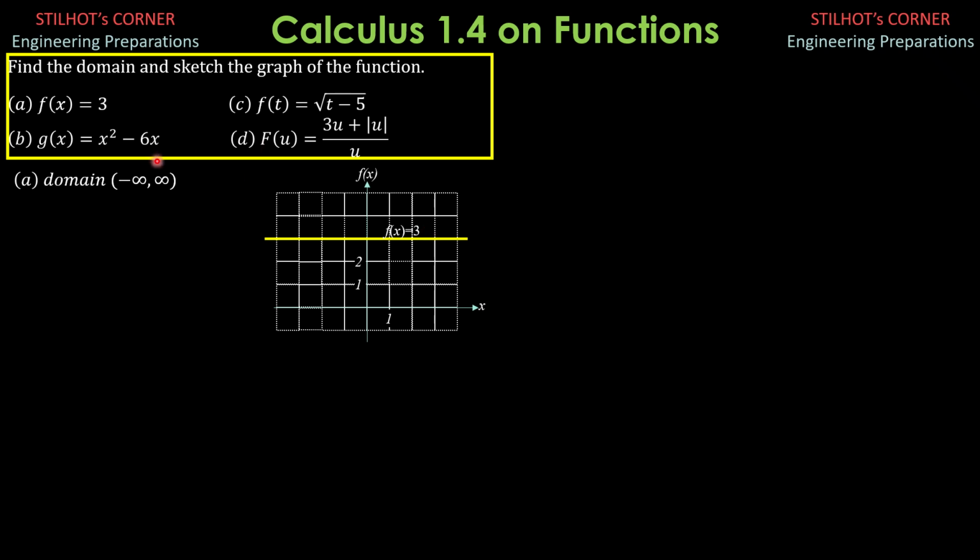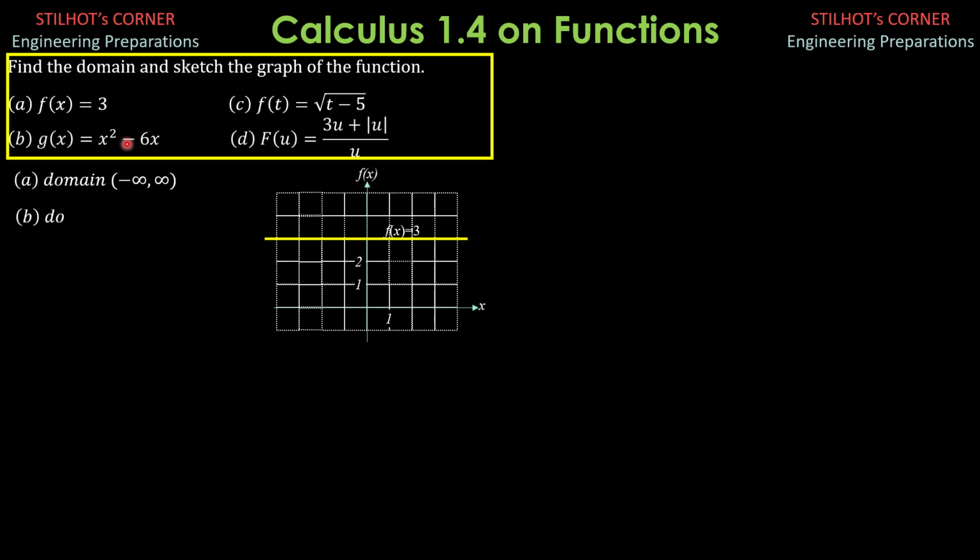For part B, because this is x squared minus 6x, there's no restriction as to the value of x. So the domain is again from negative infinity to positive infinity. Now, for those who have experience about graphs of functions, graphs of algebraic curves, this is a parabola. Let's transform this to the standard form of a parabola.